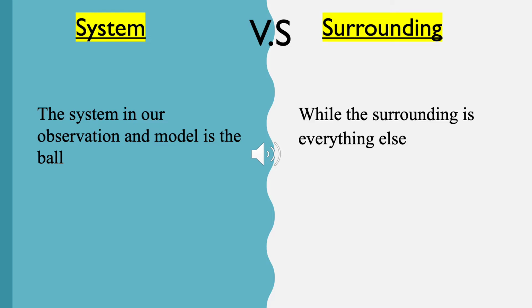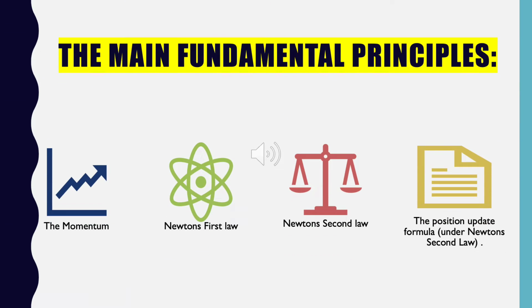So in our experiment, the system is the ball, which we're going to be seeing later, and the surroundings are everything else, including the walls, bed, floor, and even Earth. The main fundamental principles adopted in this lab are the principles of momentum, Newton's second law, Newton's first law, and the position update formula, which is what we are going to be going over.